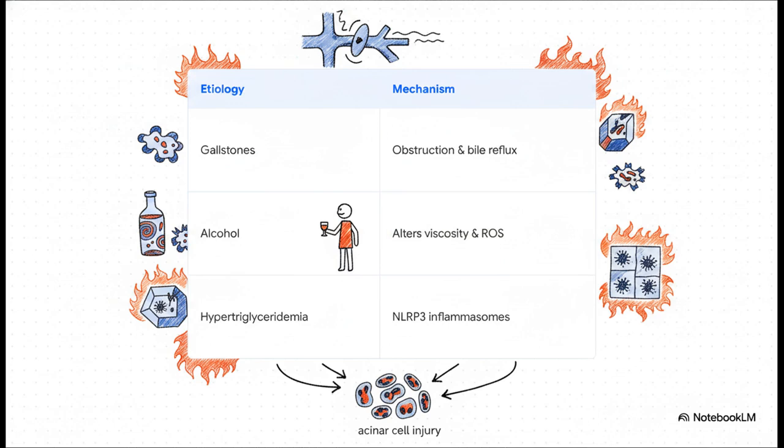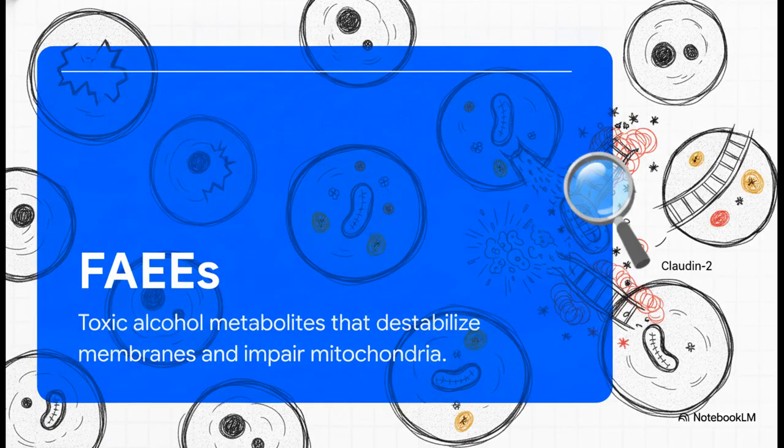So while these triggers initiate the cascade through vastly different biochemical mechanisms, they all violently converge on one specific target, acinar cell injury. And this brilliantly illustrates why alcohol is so damaging at a microscopic level. It's not just about the volume a person consumes. Ethanol is metabolized into reactive oxygen species and FAEEs, or fatty acid ethyl esters. These toxic FAEEs literally accumulate inside the cells, destabilize the membranes, and release massive calcium stores that completely cripple the cell's internal organelles, like the mitochondria. And sometimes this even synergizes with genetic mutations, like Claudin-2, to severely accelerate the inflammatory process.